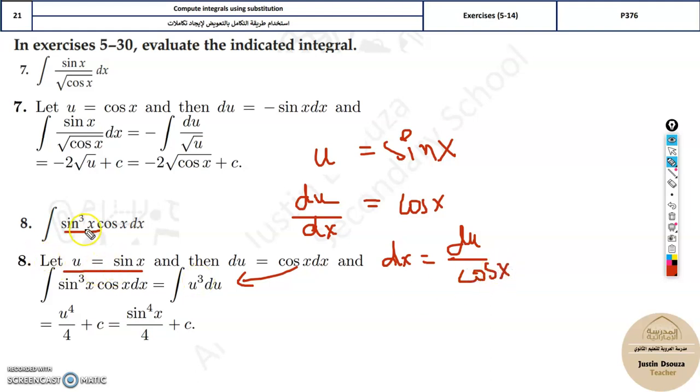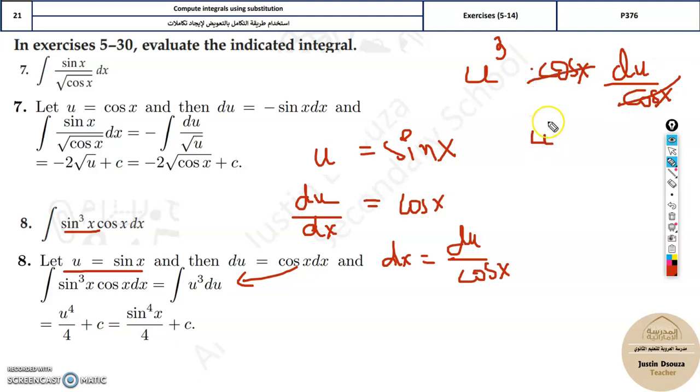Now let me substitute everything back. Sine I have taken as u. So how many sines are there? 3. So u to the power 3 into cos x. And now I have du by cos x. So this cos x cancels. You have only u to the power 3 du to integrate now. Isn't it easy now? U to the power 3 du. Integrate, you will get the answer. Substitute back the sine. That's it.